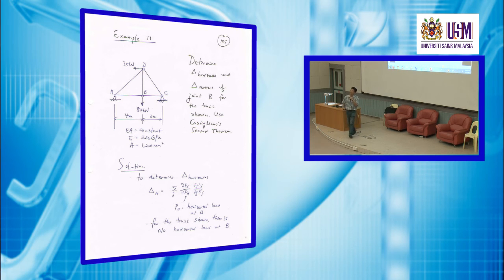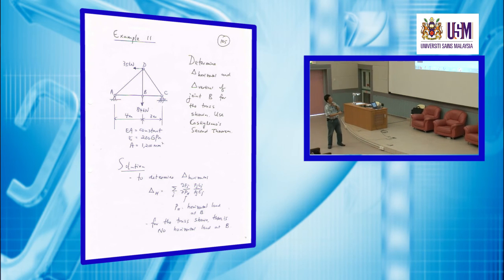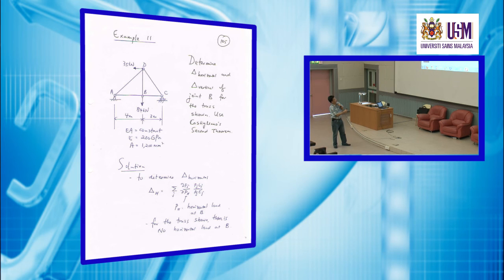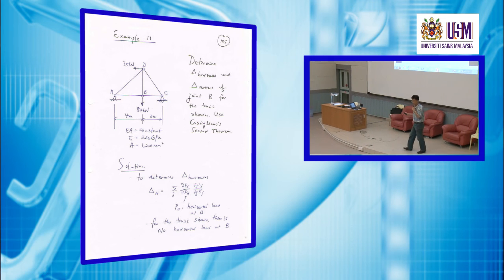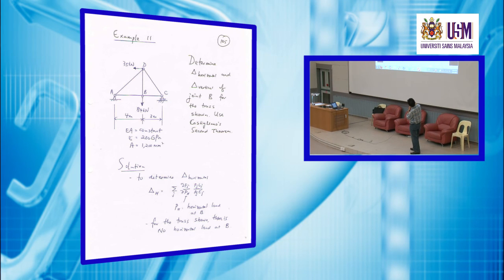Okay. Now, this is a truss problem. You are asked to find the horizontal and vertical displacement of joint B. In the vertical direction, you have a load of 84. So there's no problem. In the horizontal direction at B, you don't have any load. You have one at D here, but you don't have any horizontal load at B.